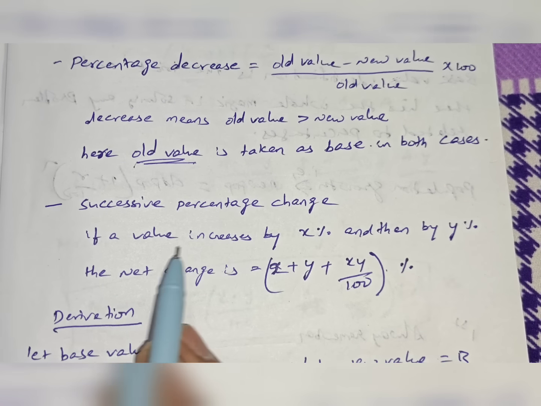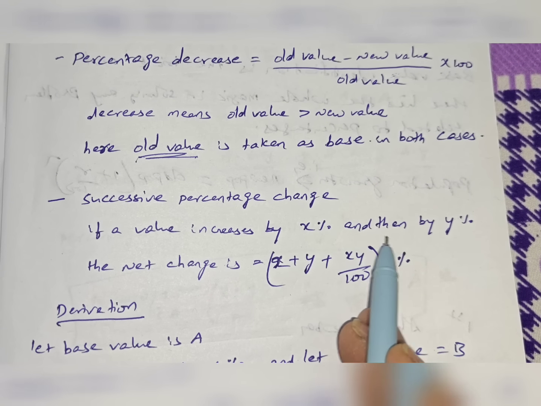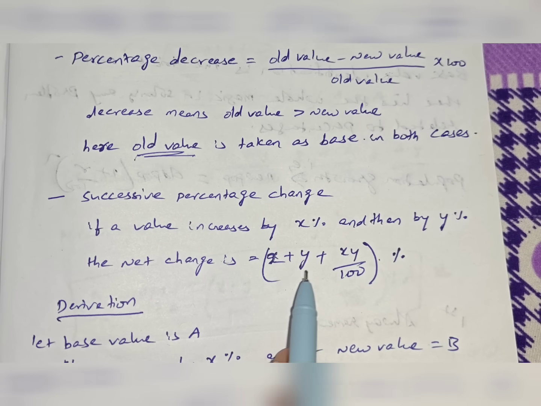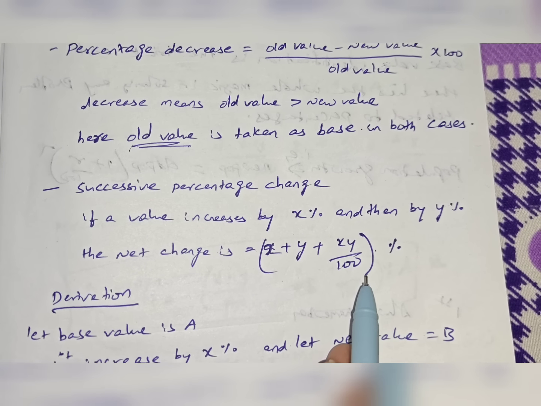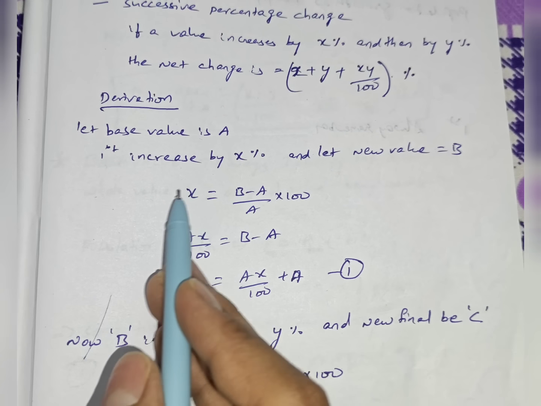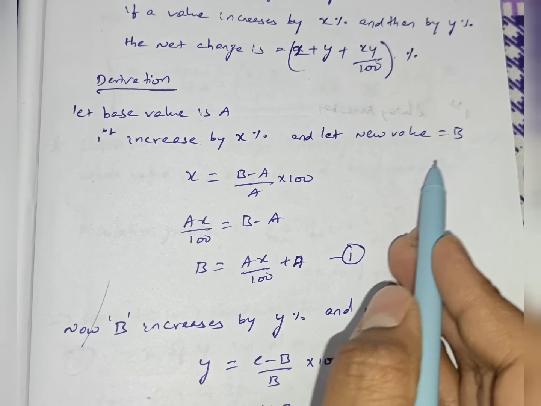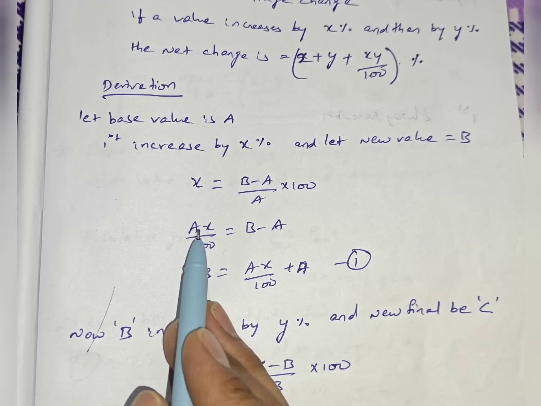For example, if a value is increased by x percent and then successively increased by y percent, then the net change is x plus y plus x into y by 100 percent. To derive this formula, let the base value be a. First, increase the value by x percent and the new value is b. x is equal to b minus a by a into 100.